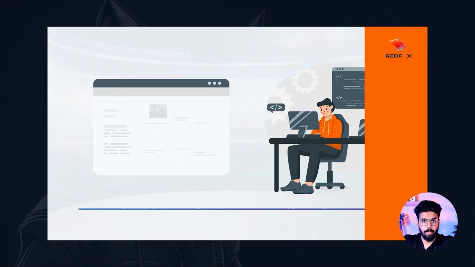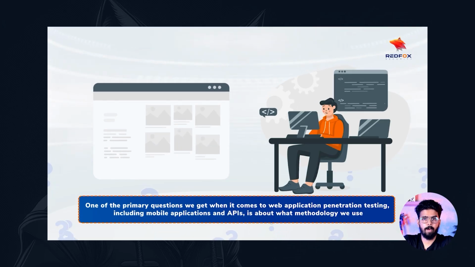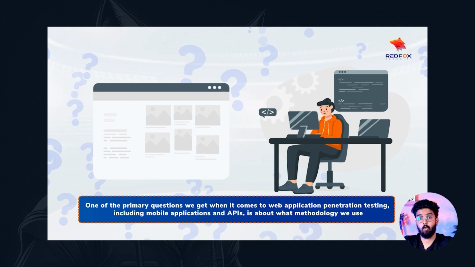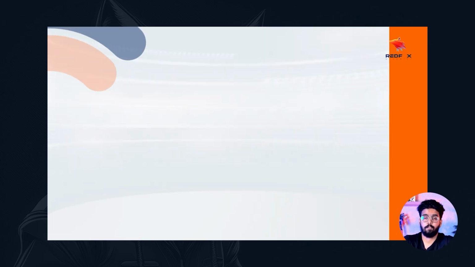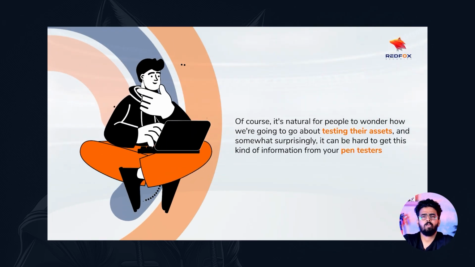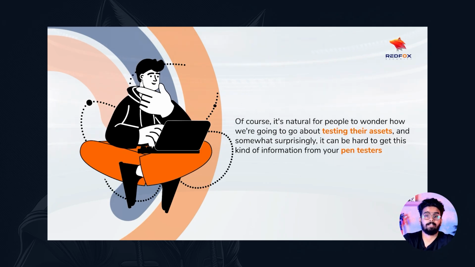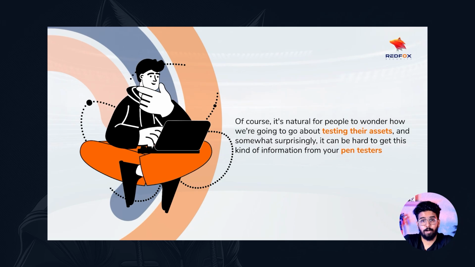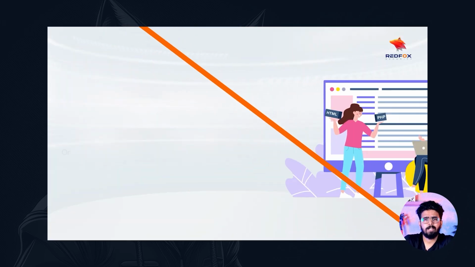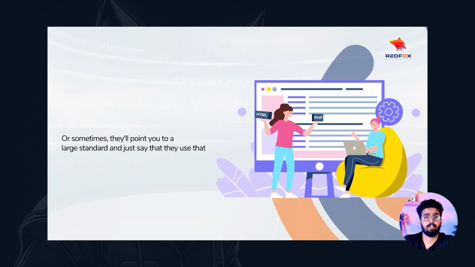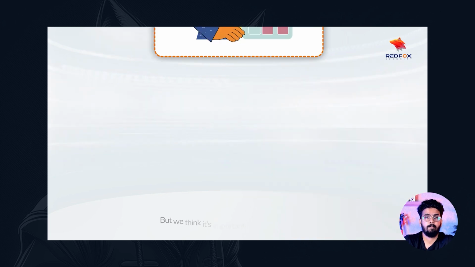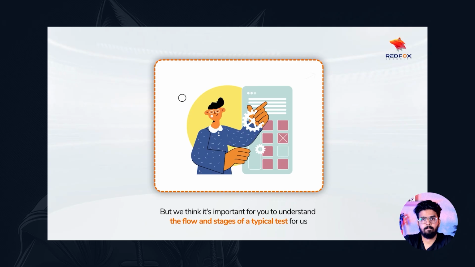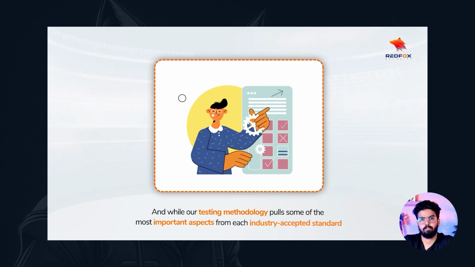Methodology. One of the primary questions we get when it comes to web application penetration testing, including mobile applications and APIs, is about what methodology we use. Of course, it's natural for people to wonder how we are going to go about testing their assets. And somewhat surprisingly, it can be hard to get this kind of information from your pen testers. Or sometimes they will point you to a large standard and just say that they use that. But we think it's really important for you to understand the flow and stages of a typical test for us.